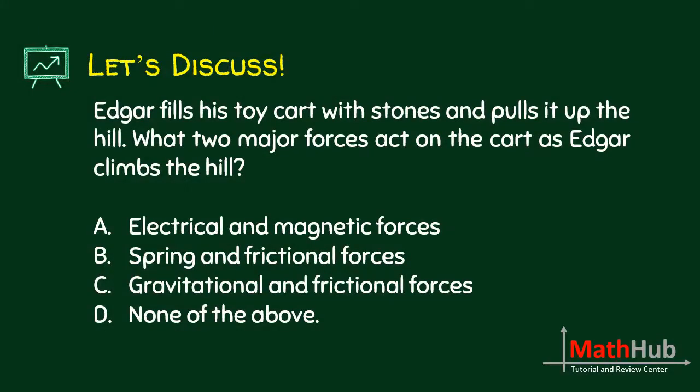Let's look at this example. Edgar fills his toy cart with stones and pulls it up the hill. What two major forces act on the cart as Edgar climbs the hill? Now, take note that what will be the answer here? The answer here would be letter, what do you think? It is letter C, gravitational and frictional forces. Of course, since you are doing it here on Earth, gravity is acting upon it, and there would be frictional forces because, of course, it touches the ground. So anything, if it touches the ground and you're moving it, there is friction.